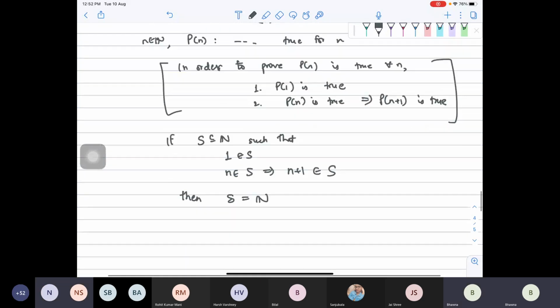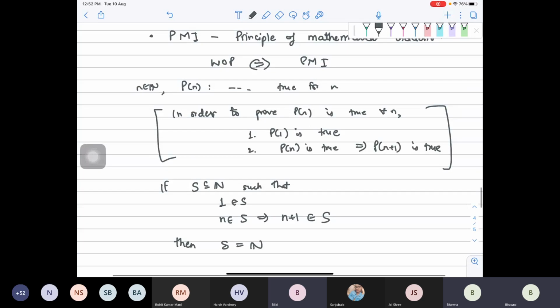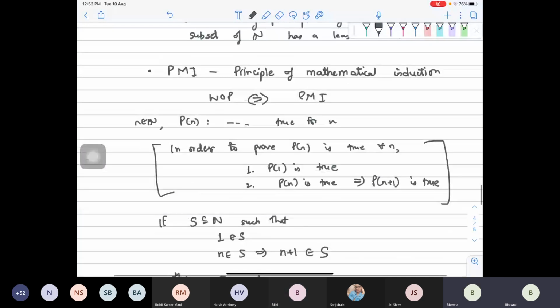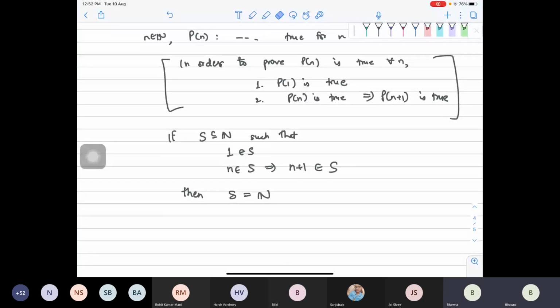Can we take S to be an empty set also? No, S is a non-empty set. One is in S, that means S is non-empty. This condition ensures S is non-empty. And the second one says that if something is there, then its successor should always also be there.